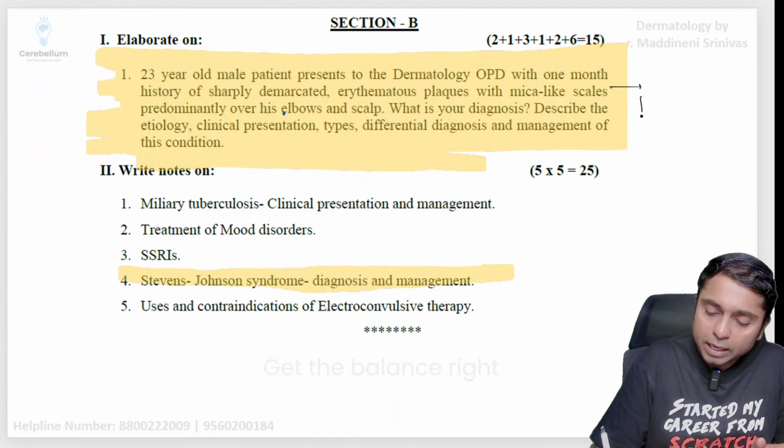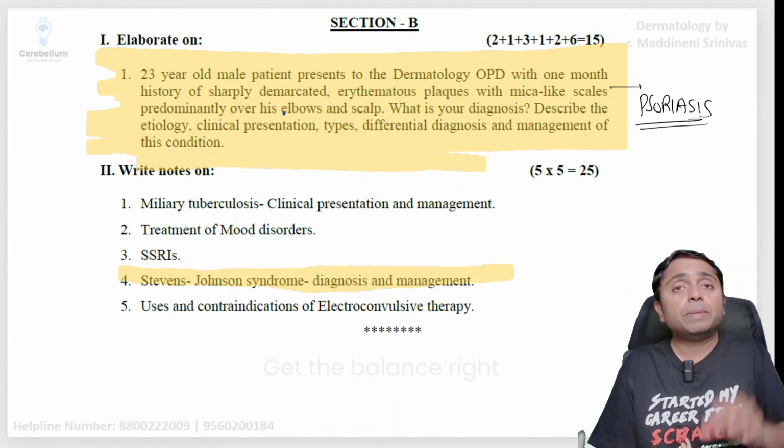And let me tell you the answer, it is psoriasis. So if you want me to make a video on psoriasis, type in the comment section psoriasis.